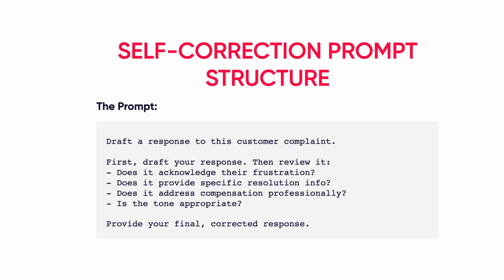Then comes the 2-stage instruction. First, draft your response. This is the generation stage. Then review it against specific criteria. Does it acknowledge their frustration? Does it provide specific resolution information? Does it address compensation professionally? Is the tone appropriate? These 4 checklist items give the AI clear quality criteria.